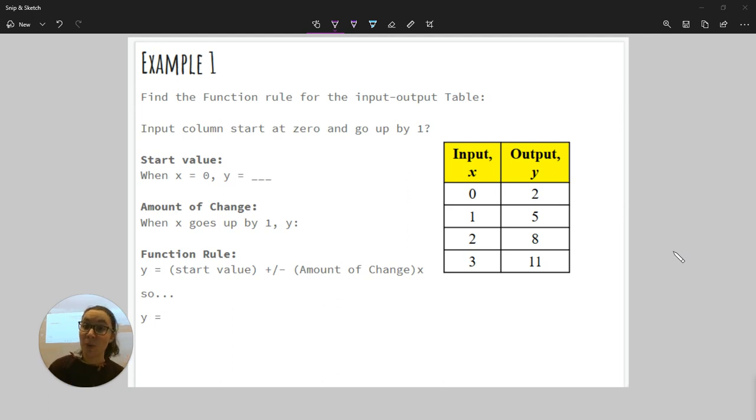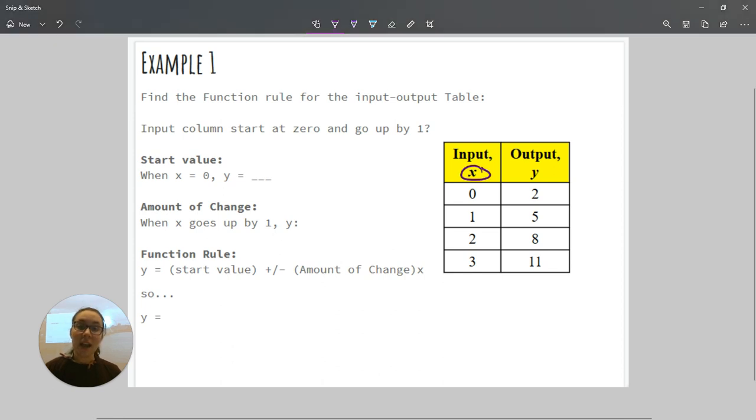The first question we're going to ask is, is our table set up correctly? Does our input start at 0 and go up by 1 each time? In this case, yes. Our input here is our x column, and it starts at 0 and goes up 1, 2, 3. So it does, in fact, start at 0 and go up by 1 each time. All right. Perfect. We can put a yes there. Yes, exclamation point.